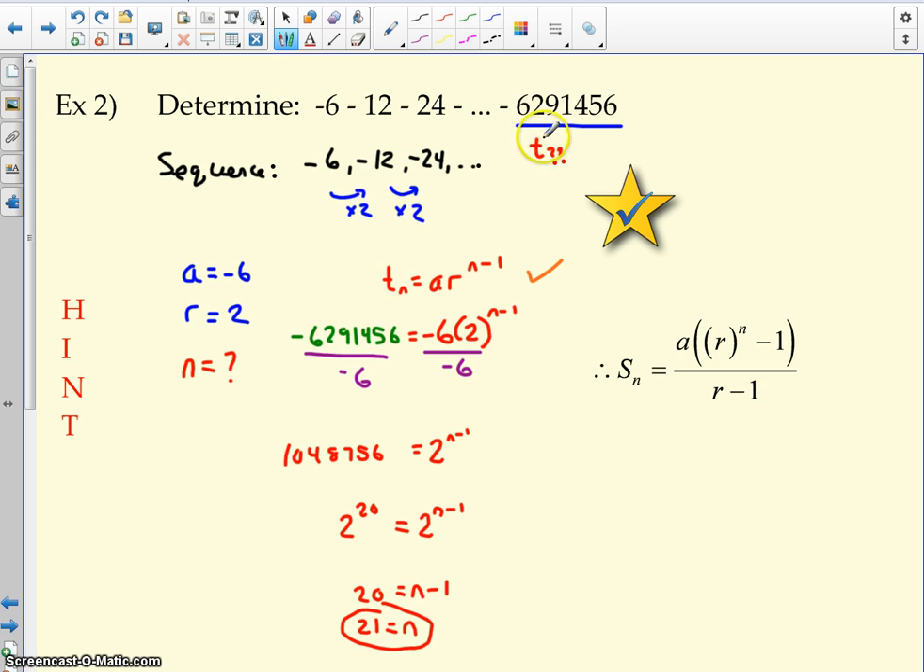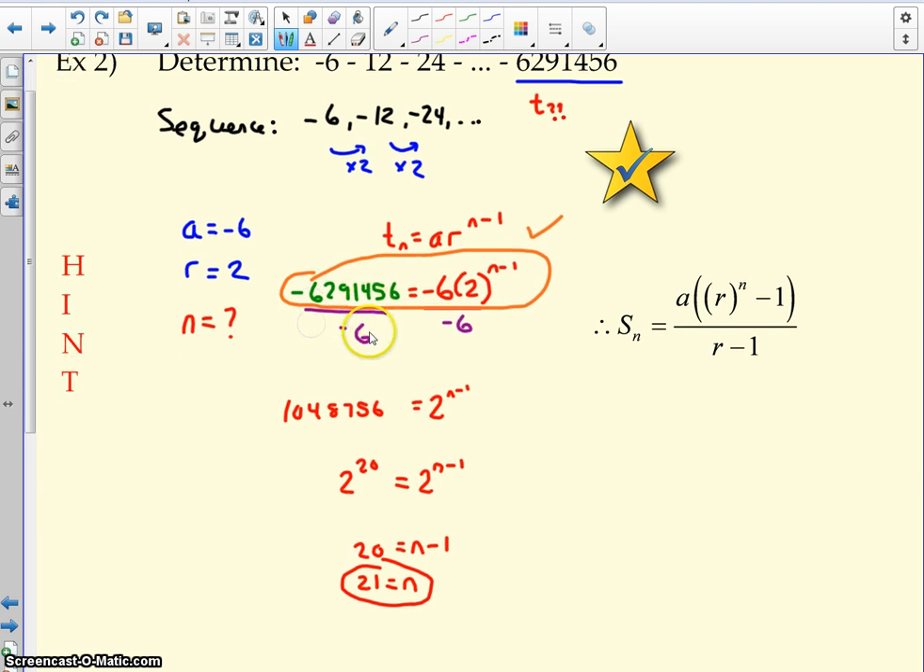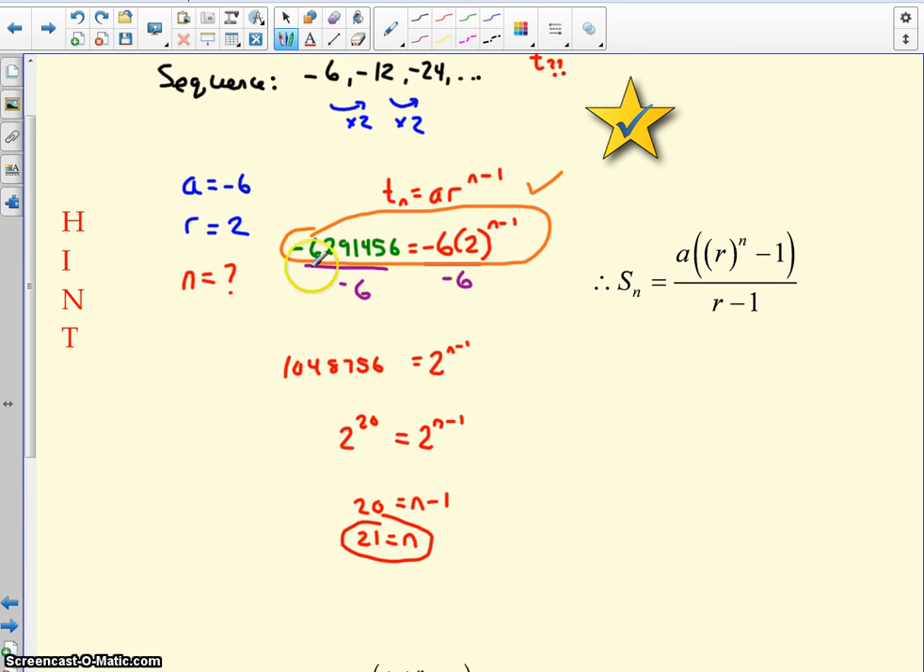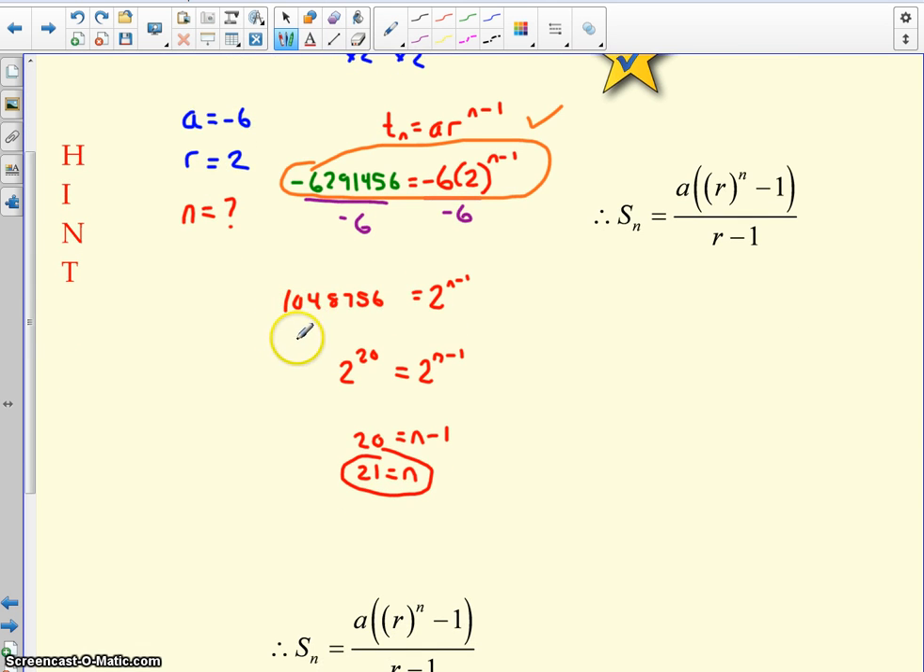I know the value of the term is going to be negative 6,291,456. I put in my a and my r, and once I had this equation right here, I had to try and solve for n. So I divided both sides of the equation by negative 6, and when I did that division, I got 1,048,576 equals 2 to the n minus 1.